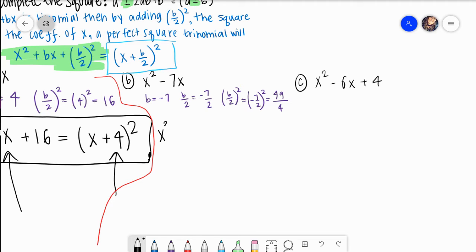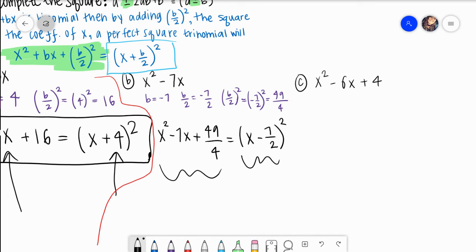So now let's throw it into the form that we need. We have x squared plus our bx, which is negative 7x. Then we add to that half of our b, squared, which is 49/4, equals parentheses x, add to that half of our b, which is negative 7/2, and then you square all of it. If you wanted to go back and actually FOIL this, what you would get is this. Okay?